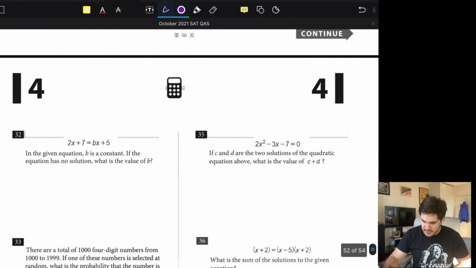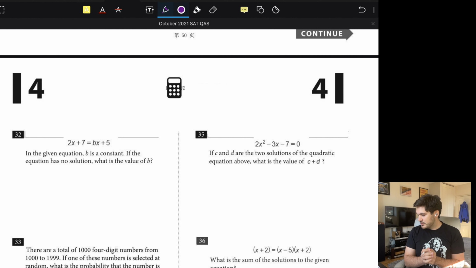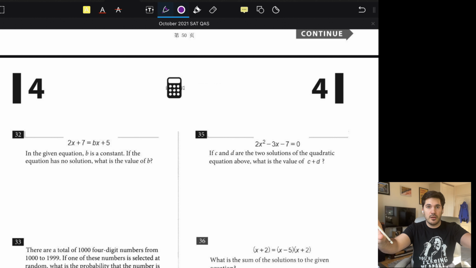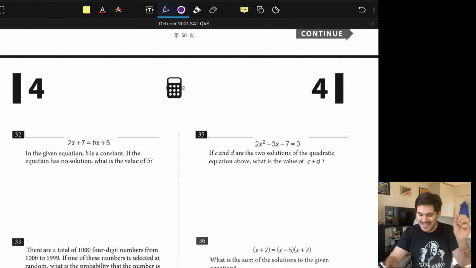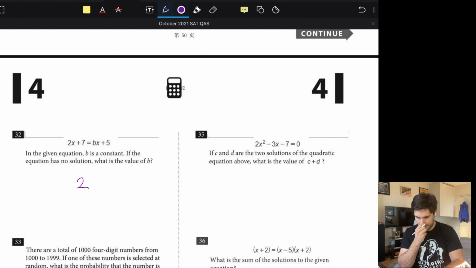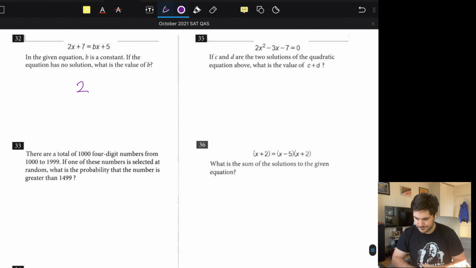32, B is a constant, there's no solution. What is the value of B? If it has no solution, what that means is you have two equations that are parallel lines. They have the same slope. So that means the coefficient of x on the left side has to be the same as the coefficient of x on the right side. So if there's no solution, that means B has to be equal to 2, so that the lines never cross.